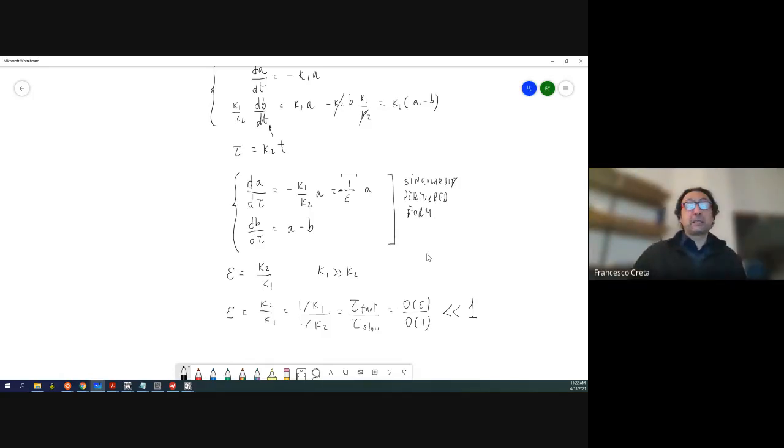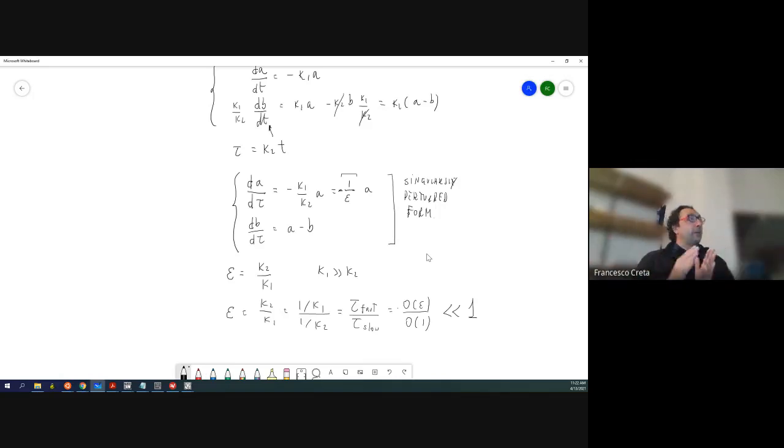You may ask, but what's the advantage of this? Slowly we'll see what the advantage is. First of all, we have deprived the system of all the constants, and we have absorbed all of the constants into this epsilon, which now contains very physically meaningful objects which represent timescales. So epsilon represents a ratio of timescales.